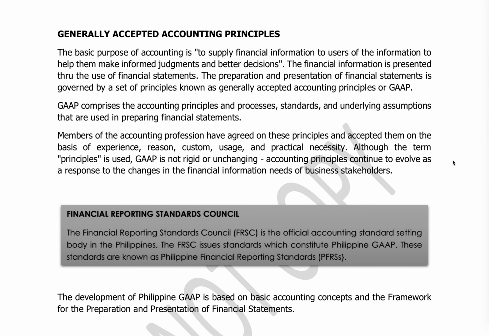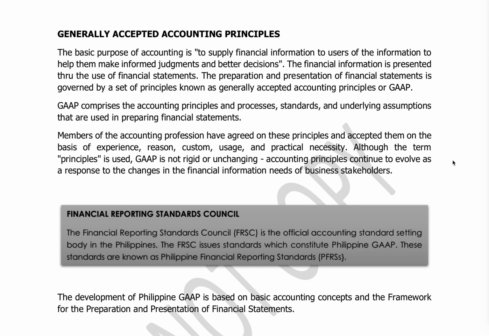O, ano ba ibig sabihin ng GAAP na yan? Or generally accepted accounting principles. It comprises the accounting principles, processes, standards, and underlying assumptions that are used in the financial statements. So, si accounting, hindi naman siya bara-bara na wala lang. Gusto ko lang mag-record, gusto ko lang mag-account. Meron niyang guidelines. Meron niyang principles. Meron niyang processes. Meron niyang standards. May sinusunod yan. Meron niyang rules na sinusunod.